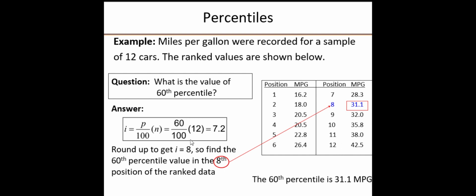So 60% of 12 observations returns 7.2. We need to always round this up, so we go to the 8th observation. We start with 1, 2, 3, and of course this is ranked from the lowest to the highest value. So we go from 1 to 8, and that 8th value is the one that represents the 60th percentile. So the answer to this question is that the 60th percentile is 31.1 miles per gallon.